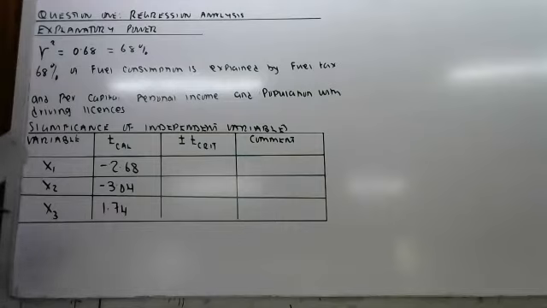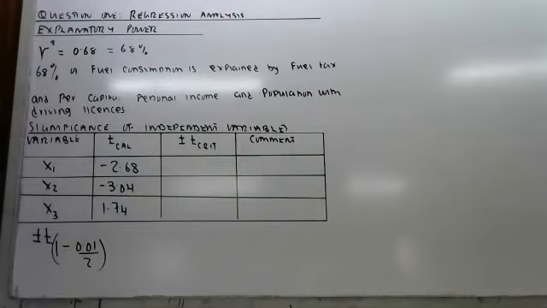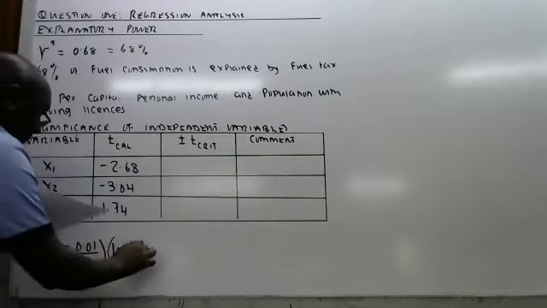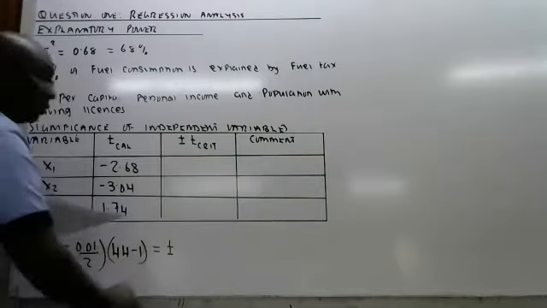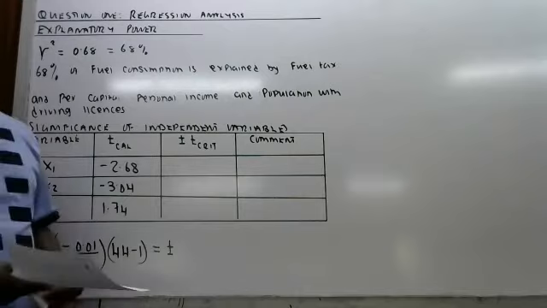So they have not given us the critical. So if it's not given, we will have to get it. Plus or minus T at 1 minus 0.01 out of 2, N minus 1, where N is the sample size. The sample size we are told is 44. So 44 minus 1. So go to the T tables and read.